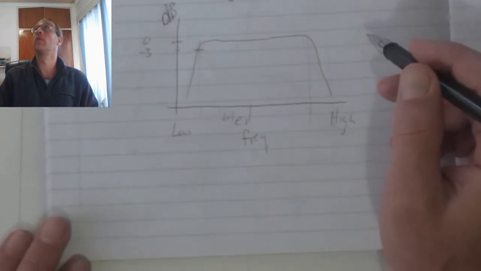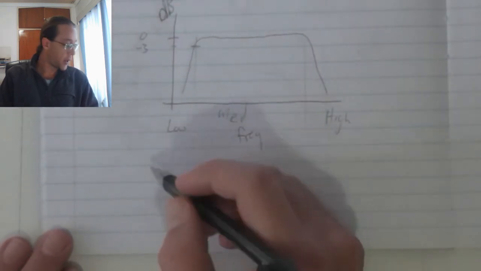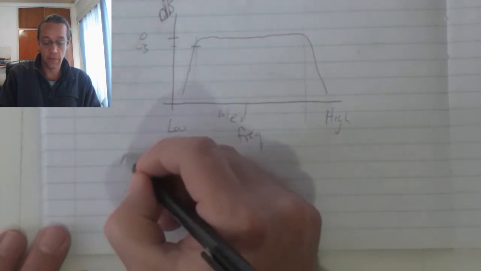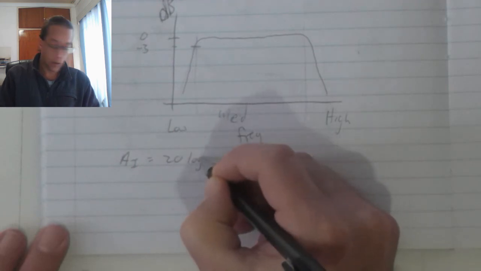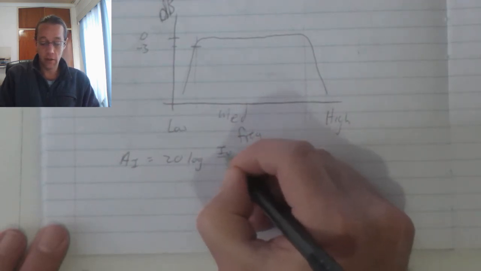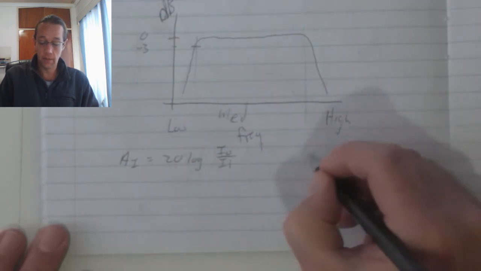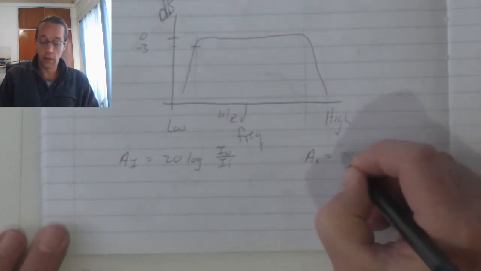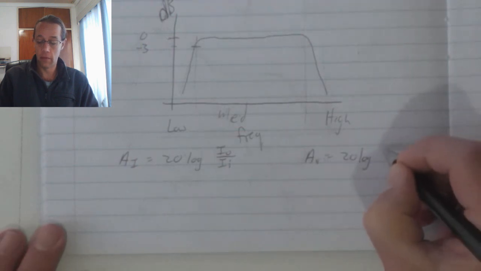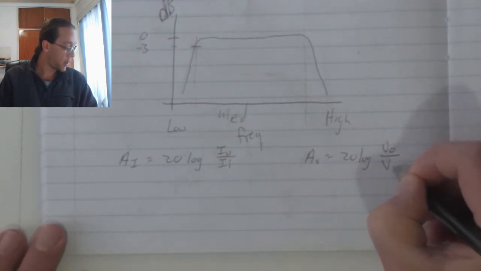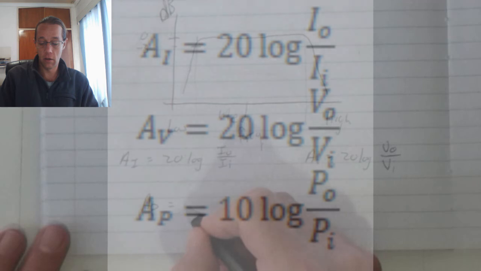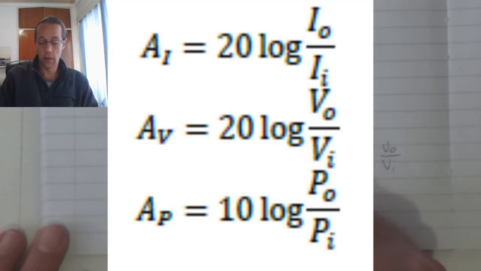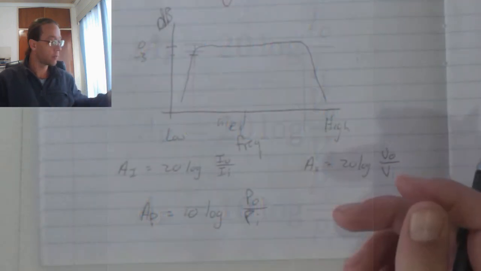Formulas that we need to consider are the same as with the normal RC coupled. Current gain equals 20 log output current divided by input current. Voltage gain, 20 log output voltage over input voltage. And for my overall gain, my power gain, 10 log output power over input power.